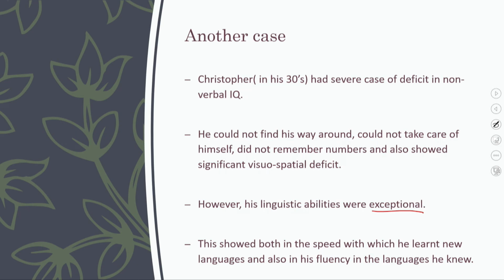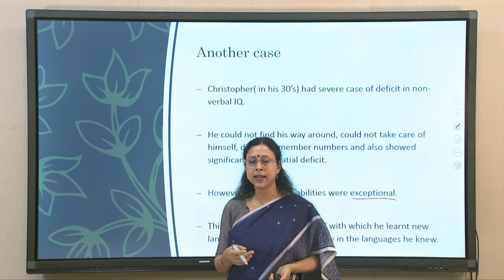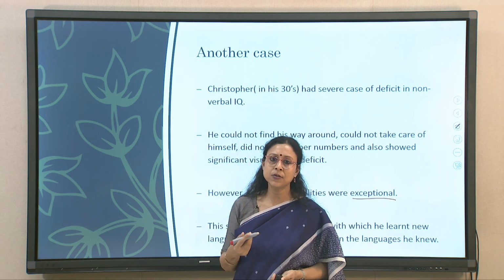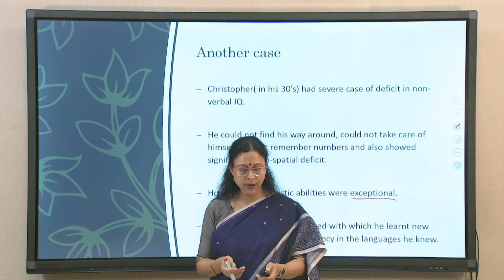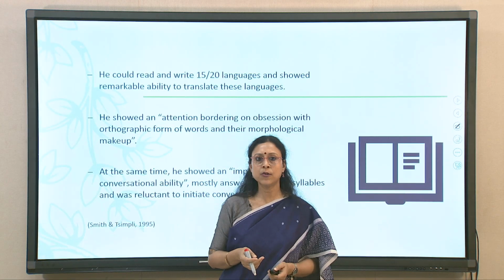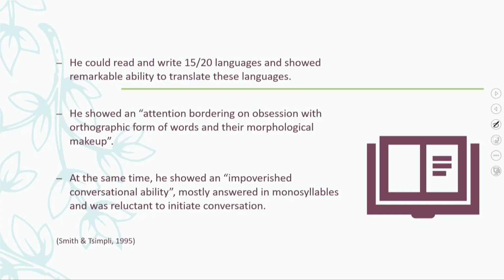This showed both in the speed with which he learnt new languages and also in his fluency in the languages he knew. So, this is what we meant by his language abilities being exceptional. He could learn language at exceptional speed and was fluent in all the languages he knew, quite a few. He could read and write about 15 to 20 languages and showed remarkable ability to translate these languages also.